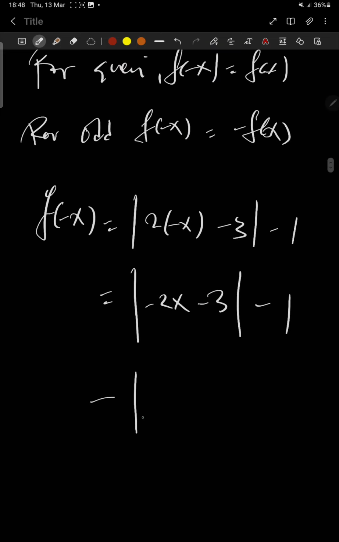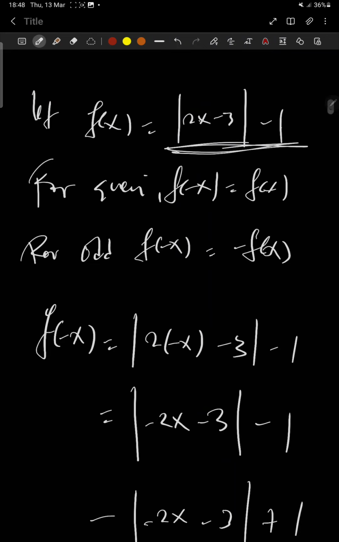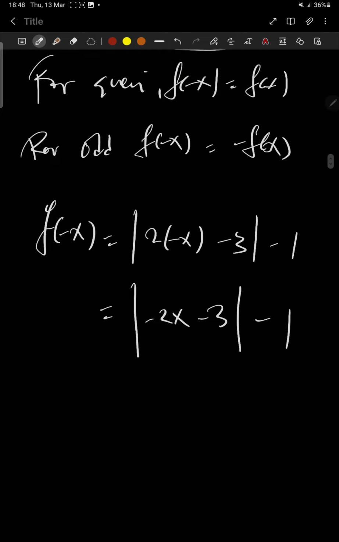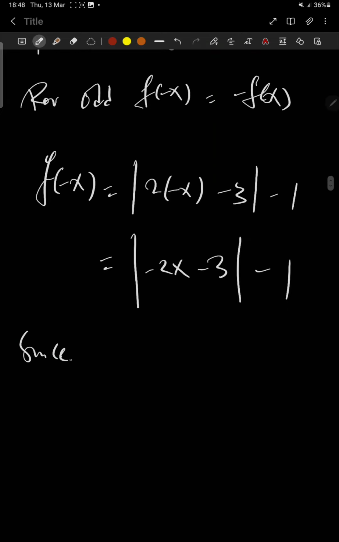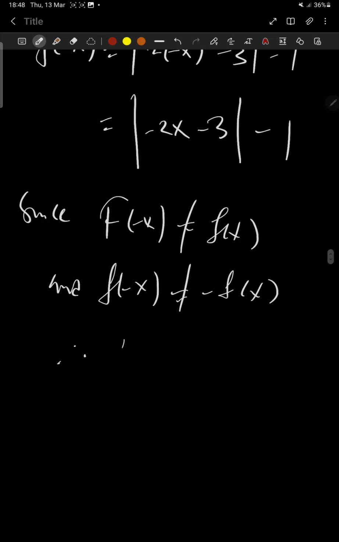And even if I multiplied by a negative to make it odd, this again is not the same as the original function, isn't it? So for this function, it's a neither function. How do you justify? You're going to say, since f of negative x is not equal to f of x, and f of negative x is not equal to negative f of x, therefore f of x is neither.